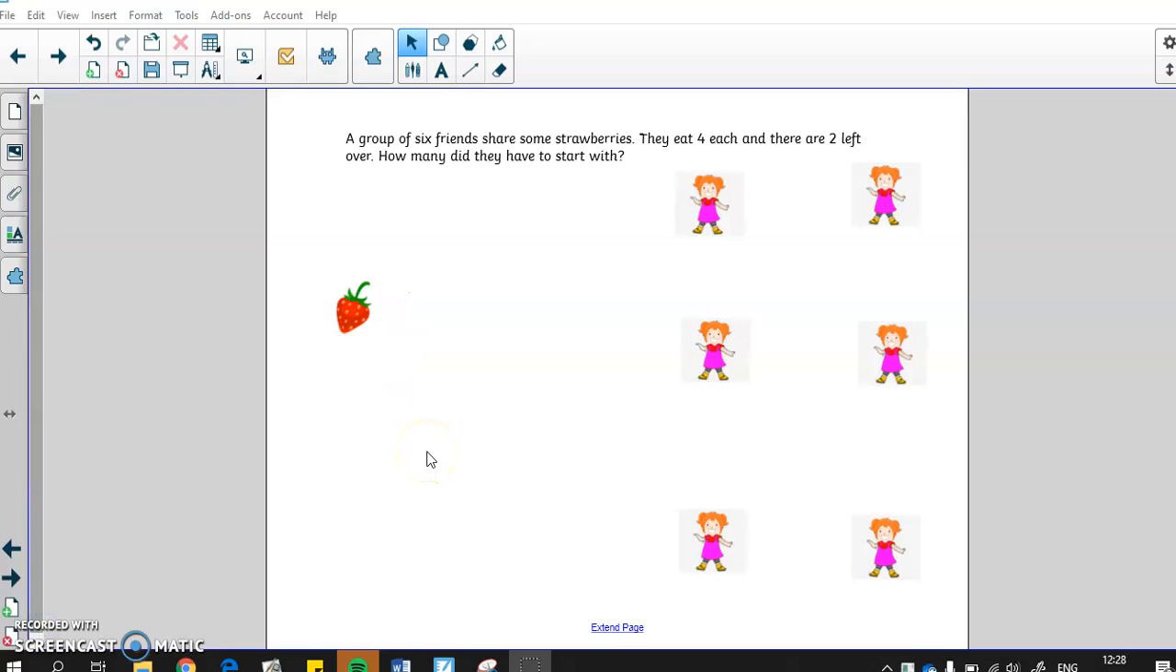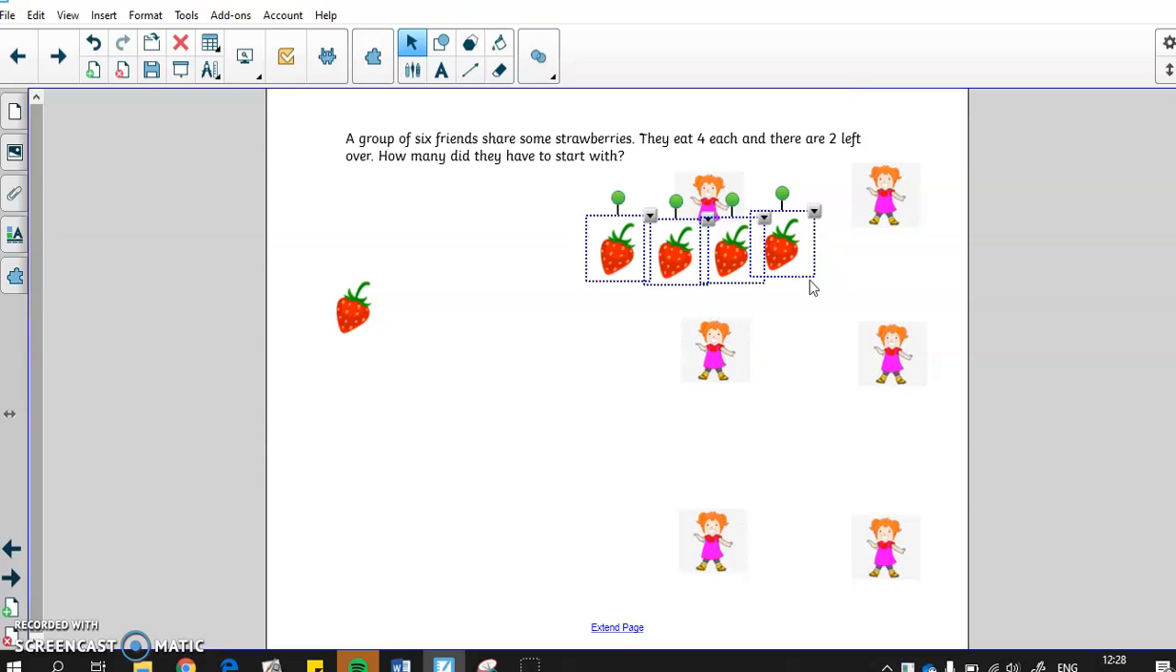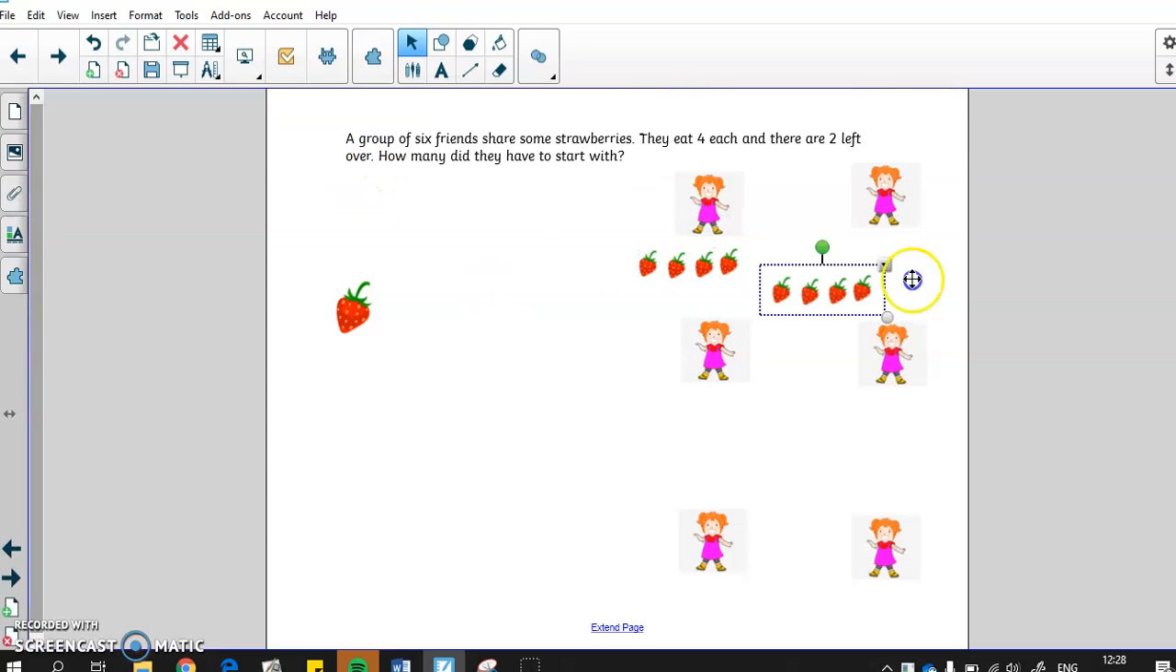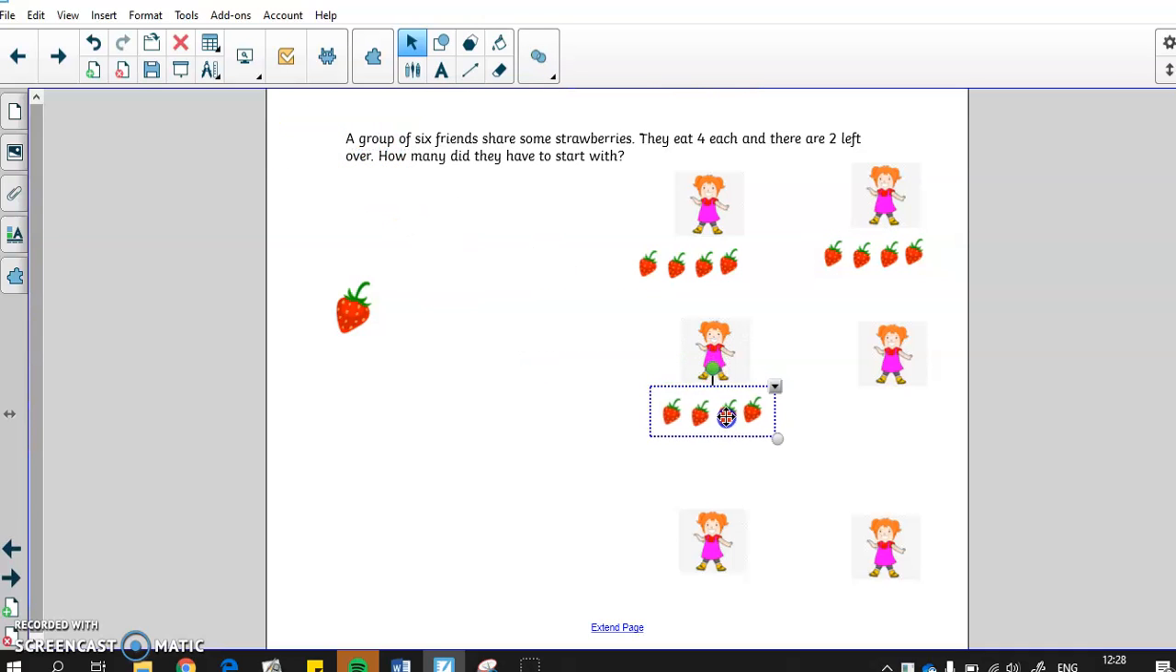Right, so I've read the problem and I've made some pictures to help me to understand it. So I've got a group of 6 friends. They all look the same, but there are 6 of them. They must have decided what outfit to wear today. And they're going to eat 4 strawberries each. 1, 2, 3, 4. So 4 strawberries each. Let's make that a little bit smaller so we can see for each person. So that's their 4 strawberries. This person needs 4. So each person is having 4 strawberries each.